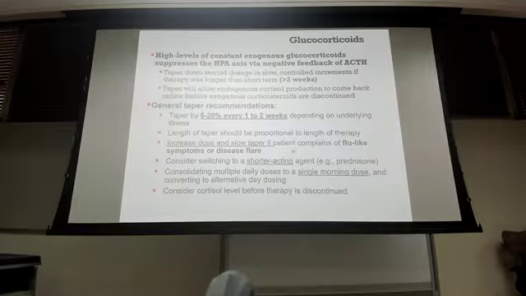So if you see that disease flare, if you see those flu-like symptoms, that's your hint that you're tapering too fast for that patient. So you'll bump their dose back up a little bit, and then you're going to slow down how fast you were tapering it before.